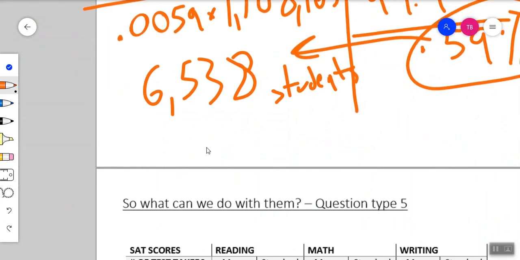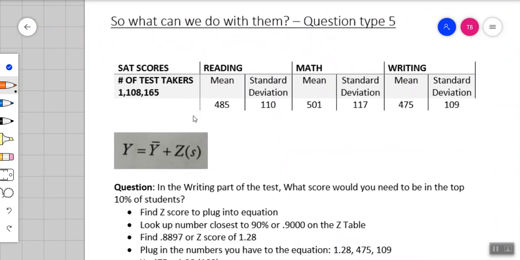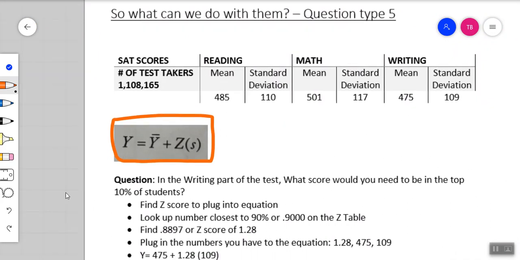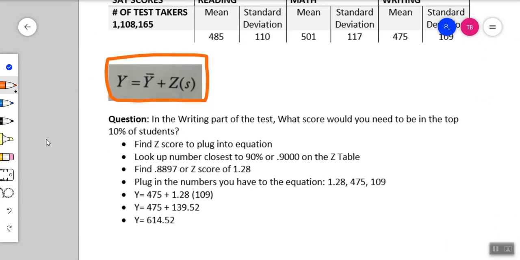So one final one here. This is the final question you would have. And notice the equation looks a little bit different, because this time they're going to be missing a different number. So let's see what we say. This question, again in the writing part of the test: what score would you need to be in the top 10% of students?